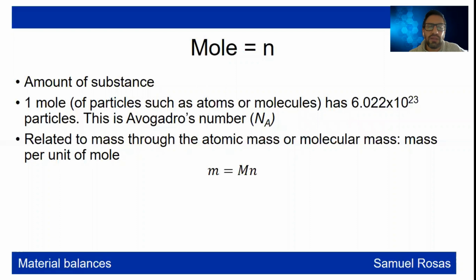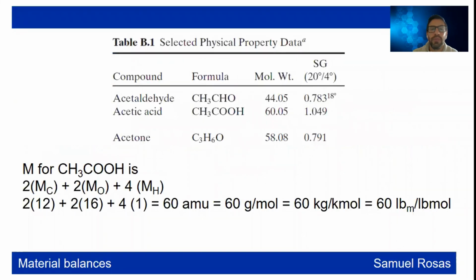This is related to mass through the atomic mass or molecular mass or molar mass. I'm going to be stating these as synonyms. And this mass is the mass per unit mole. So we have that the mass is going to be equal to the molar mass times the number of moles. And this molar mass or molecular weight, we can find it in the selected physical properties data, or we can calculate it as well.